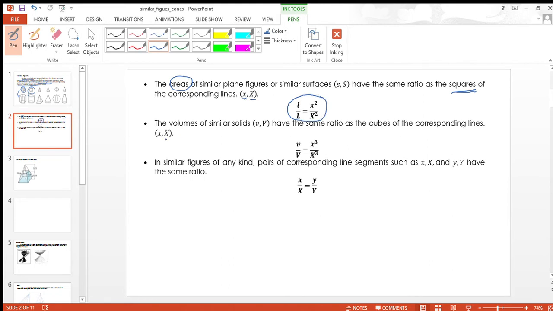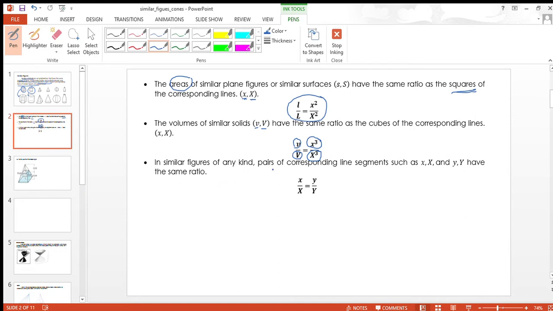Okay, and then the volumes. So you have the volume of the smaller figure, volume of the bigger figure, have the same ratio as the cubes of the corresponding lines x and X. So the volume of the smaller figure is proportionate with the volume of the bigger figure, and then you have to cube the corresponding side of the smaller figure, and it must be proportionate with the cube of the corresponding side of the bigger figure.